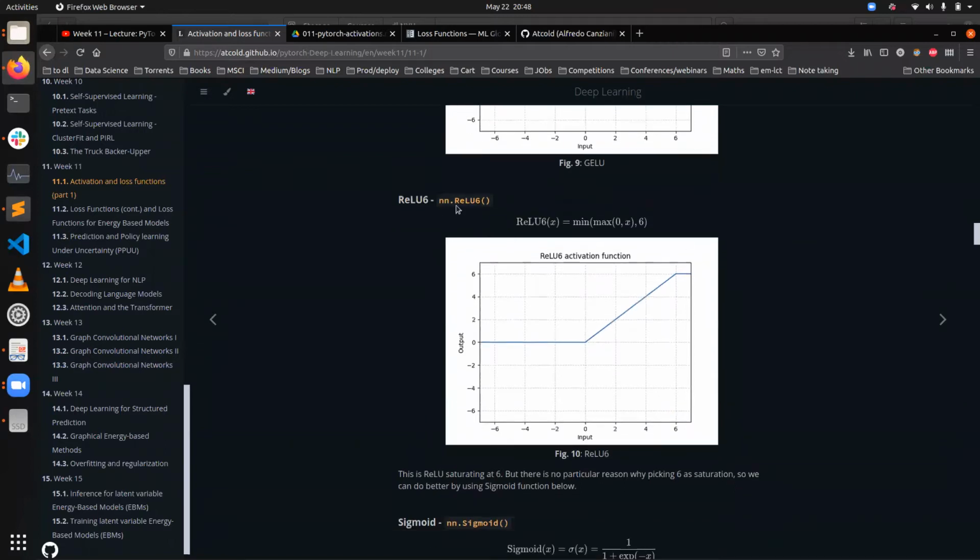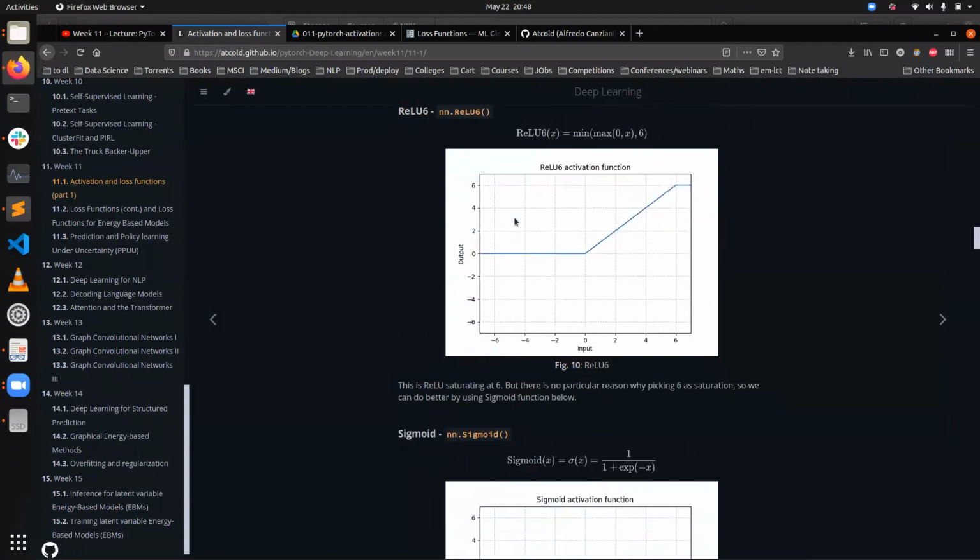This is ReLU6, which again I have not seen before. It has two non-linearities, I mean, two kinks basically. This is ReLU saturating at 6, but there is no particular reason for picking 6 as the saturation. He also does not explain where this is used.